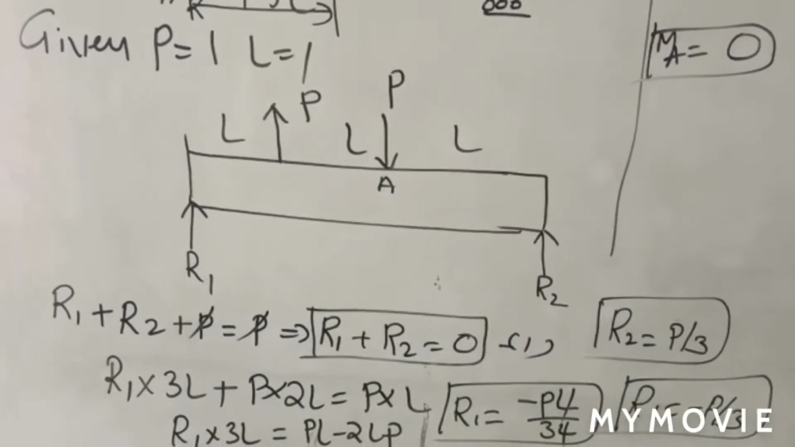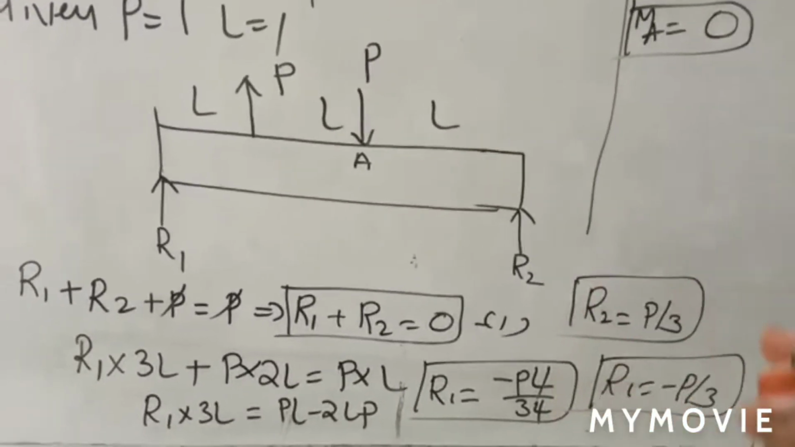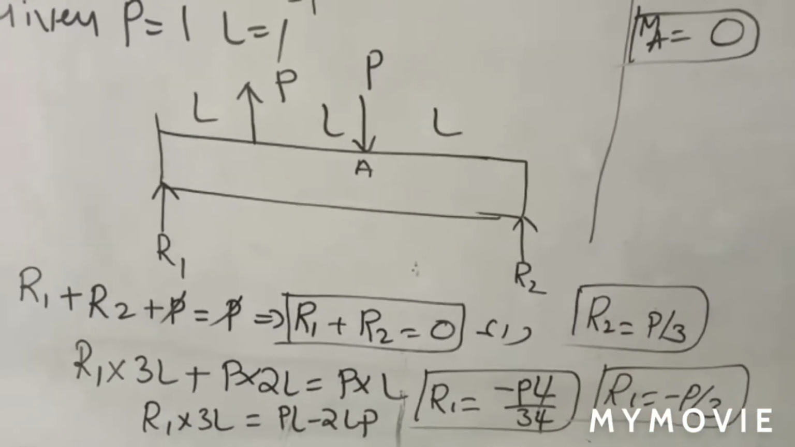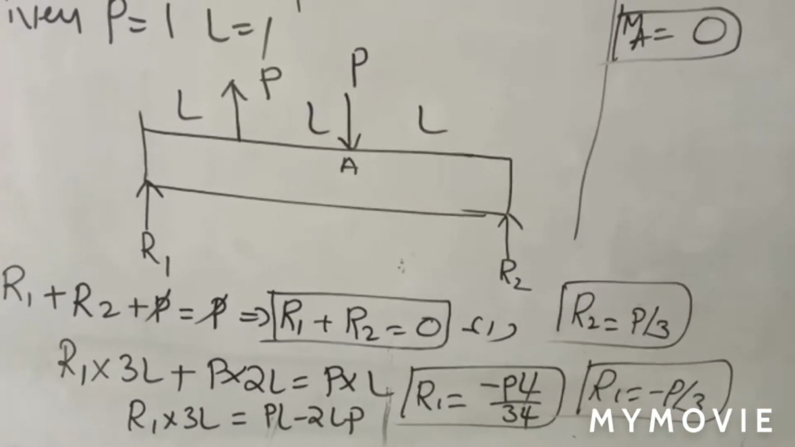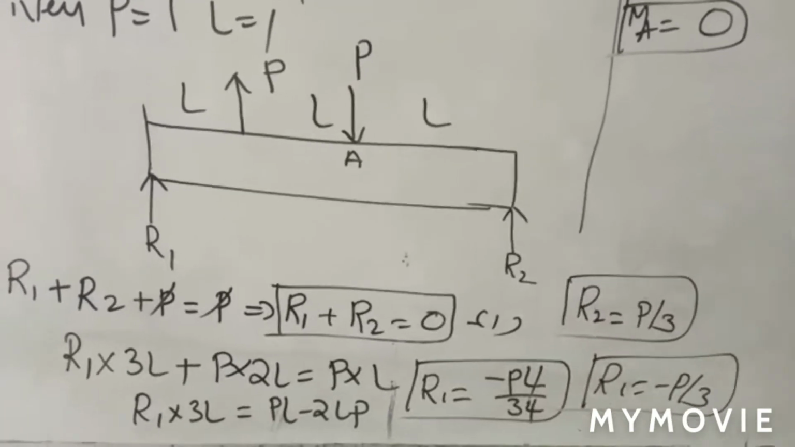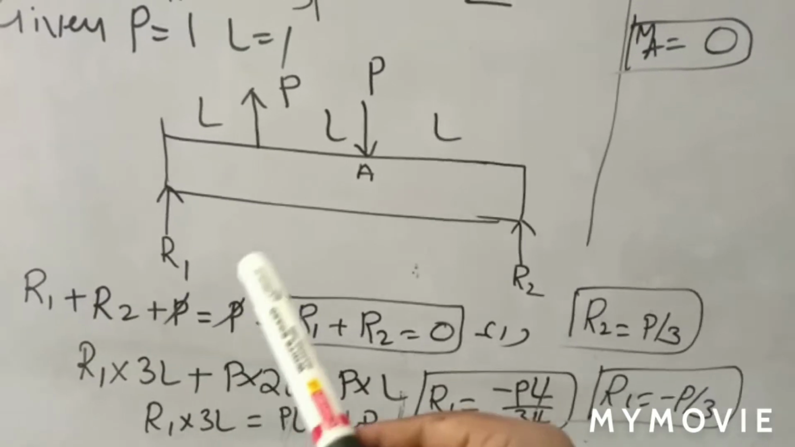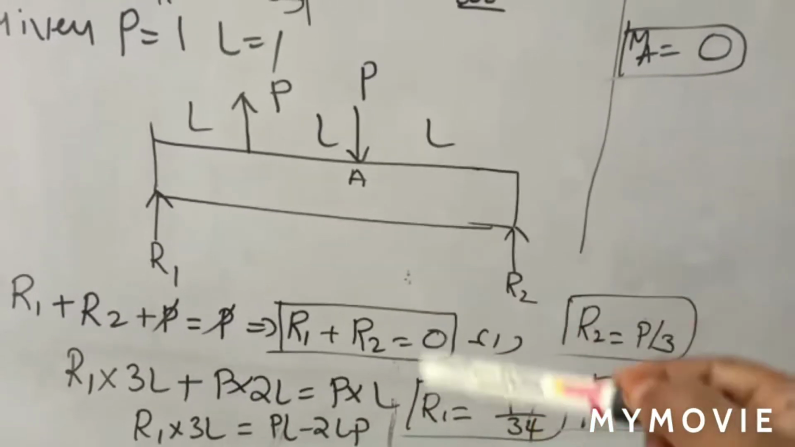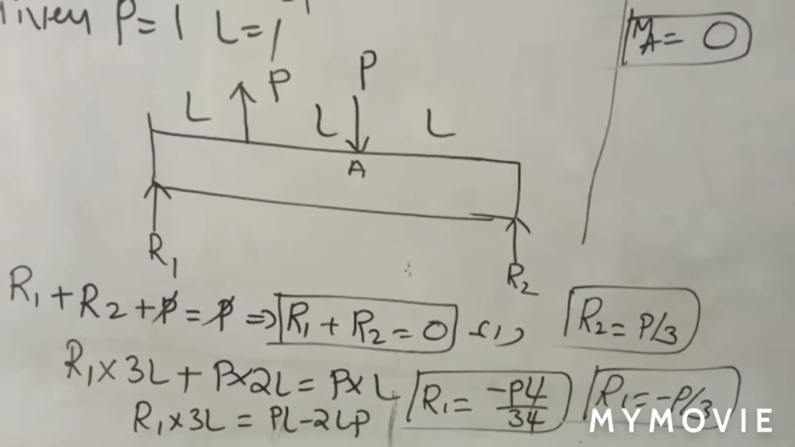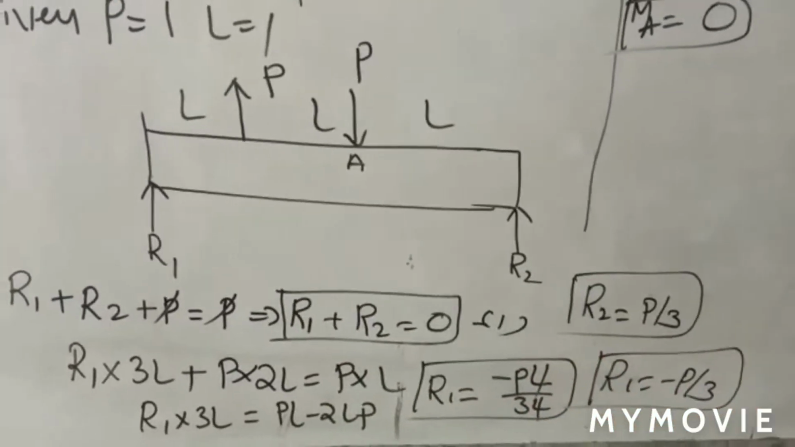Now what are the downward forces? There is only one downward force, that is P. The only downward force acting on your beam is P. So by calculating these values, R1 plus R2 plus P equal to P, those P values will get cancelled, and you have R1 plus R2 equal to 0.